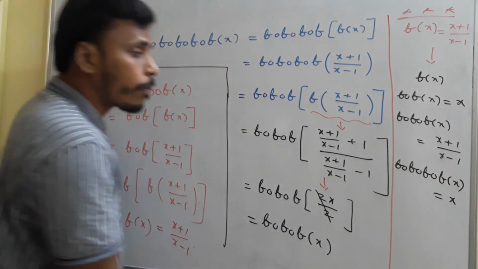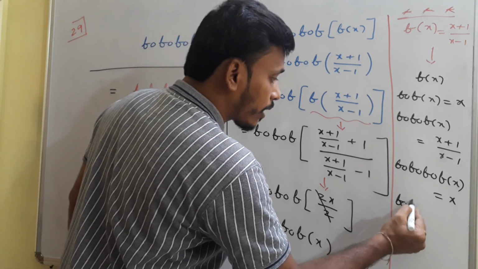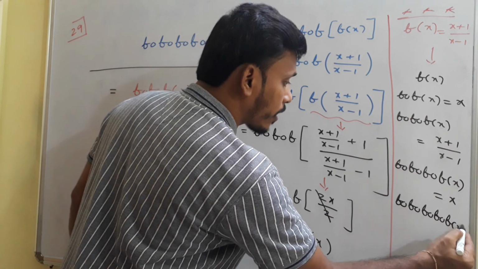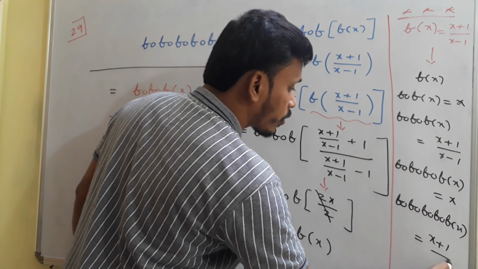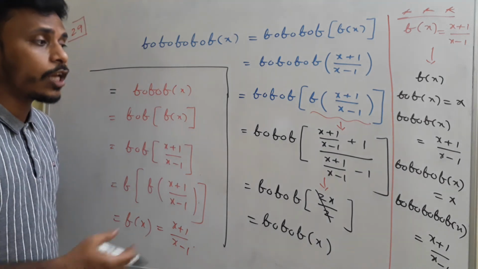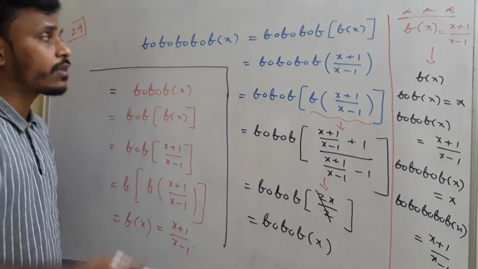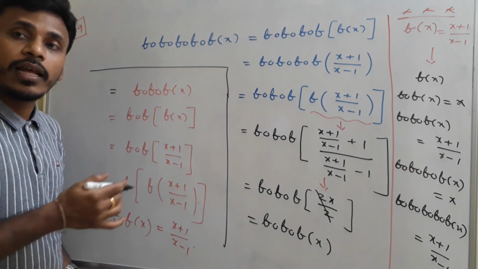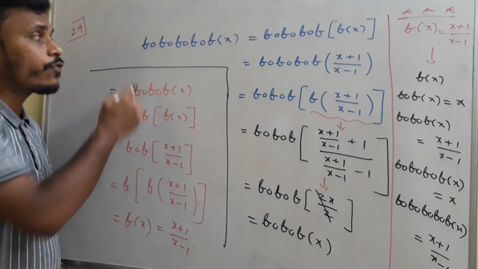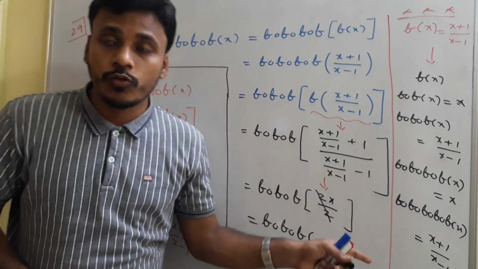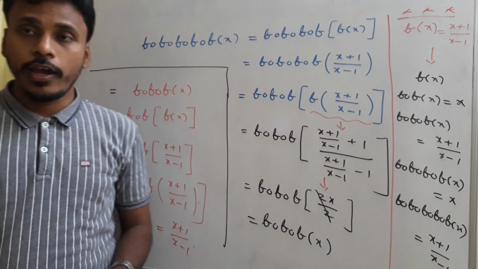Whereas if you apply it 5 times, your answer is (x plus 1) by (x minus 1). If you apply one more f, again you will get x itself. That is, if you apply the function f for an even number of times, the result is x itself. Whereas if you apply the function f for an odd number of times, the result is (x plus 1) by (x minus 1). Have a look.